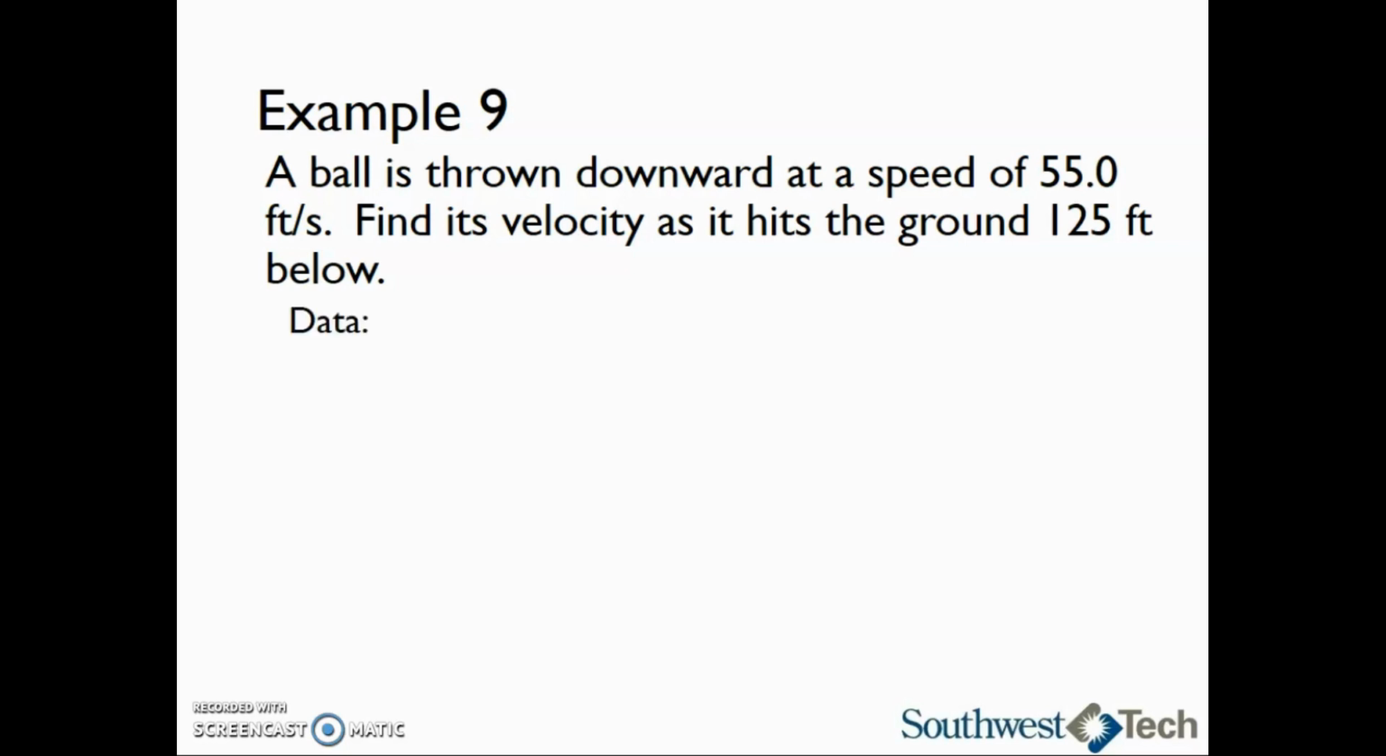Writing down all of our data, we see that the initial velocity is 55.0 feet per second, which means that we have an initial kinetic energy we have to worry about. The height above the ground the ball starts at is 125 feet. The acceleration due to gravity g is 32.2 feet per second squared. The final velocity of the ball, or the velocity of the ball just before it hits the ground, is what we are trying to find.